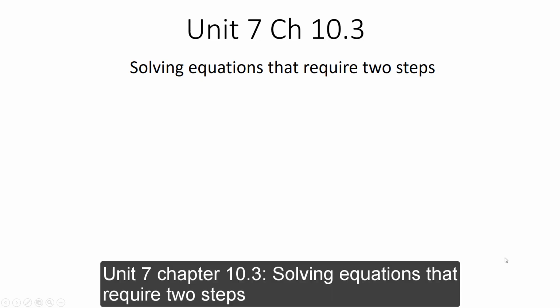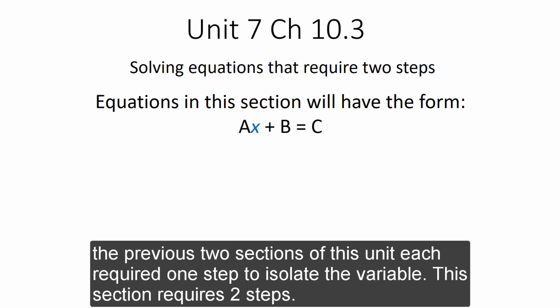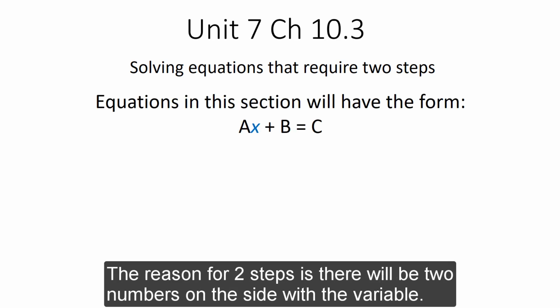Unit 7, Chapter 10.3, Solving Equations that Require Two Steps. The previous two sections of this unit each required one step to isolate the variable. In this section, it's going to require two. And the reason is there will be two numbers on the side with the variable.